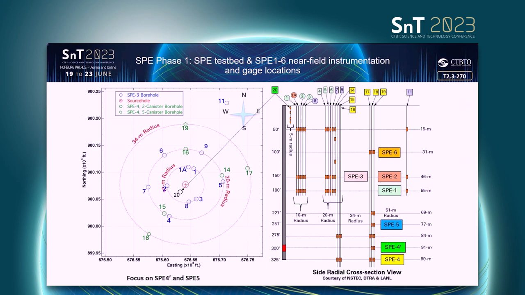I'm not a specialist on how to retrieve it. You can ask some people in the room who know how to do it. So again, you can see all the accelerometers. Each one costs about $15,000 to $25,000. We got a lot of elaborate systems. For SPE phase one, we had a lot less time to do the characterization.